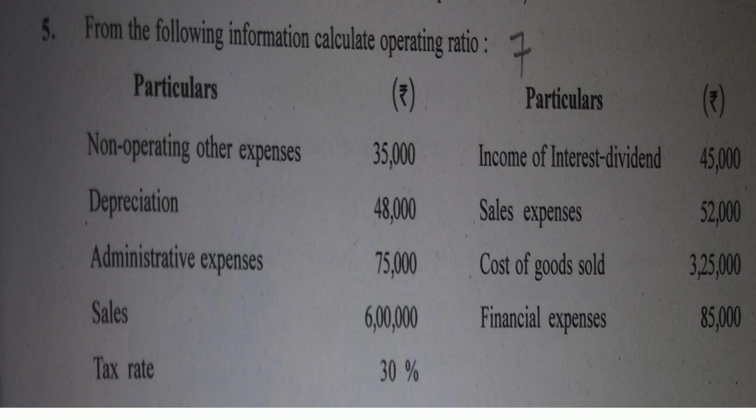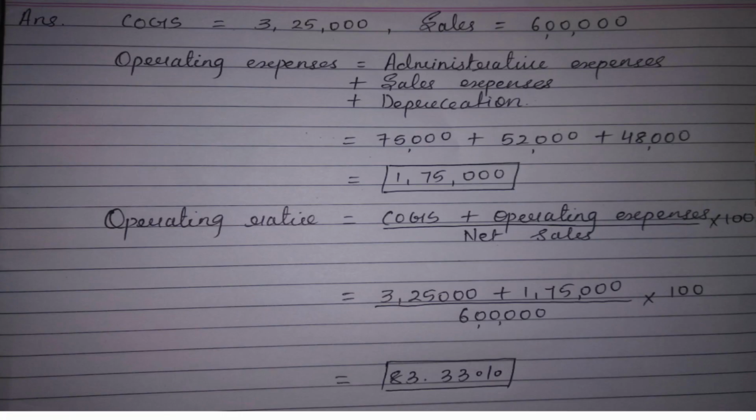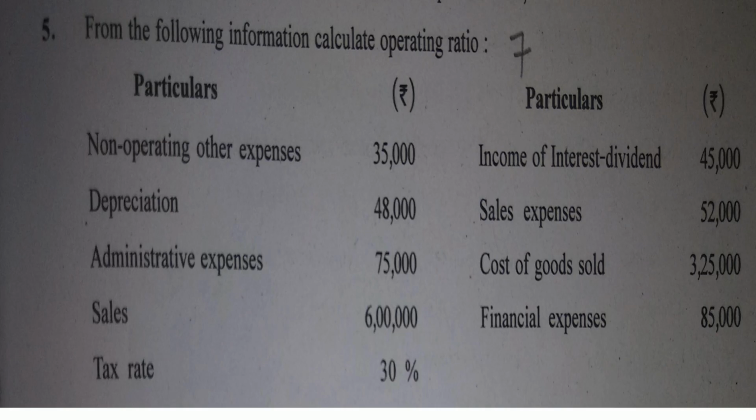So the very first thing that I'm going to find in this question is COGS. So COGS is 3,25,000. See, it is written. The very first thing written in the answer is COGS, 3,25,000 as given in the question. Then sales is also given here. See, 6 lakh. The amount of sales is given as 6 lakh rupees.